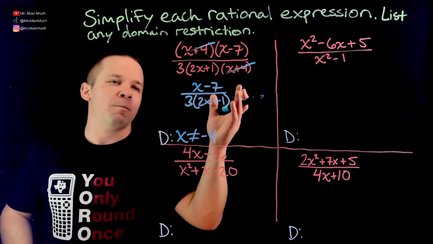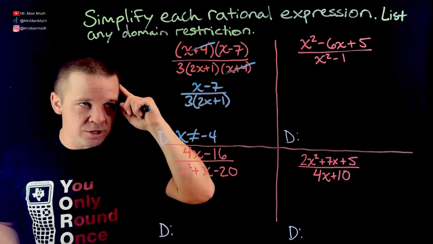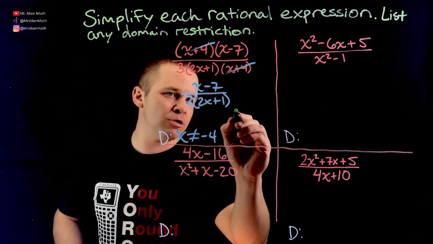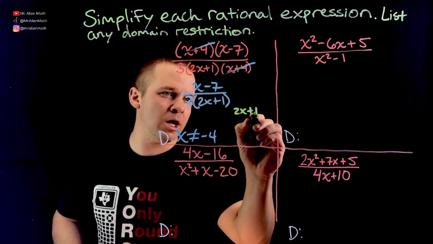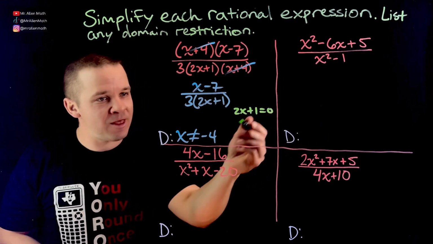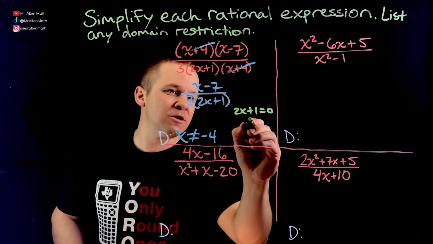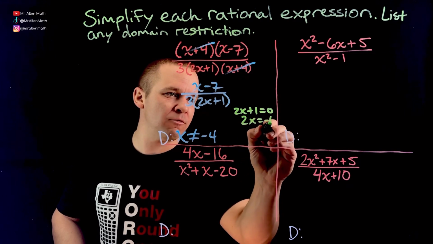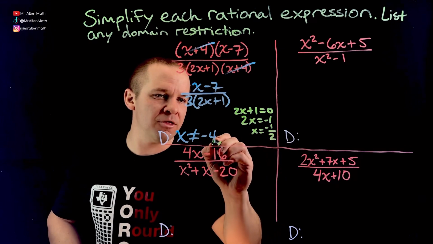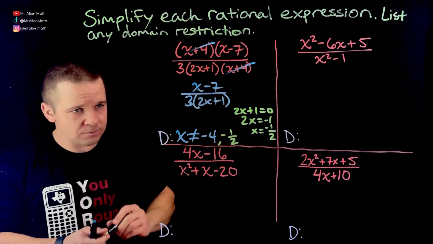All right. But what's going to make the 2x plus 1 equal to 0? You might be able to do this one in your head, but you may want to do a little side math here to get this domain restriction. Set the 2x plus 1 equal to 0 to find out what makes it 0, and then I can use that to tell me what I'm not allowed to have for my x values. So if I subtract 1, I get 2x equals negative 1. If I divide by 2, I get x equals negative 1 half. So my other value here is negative 1 half for my domain restriction.